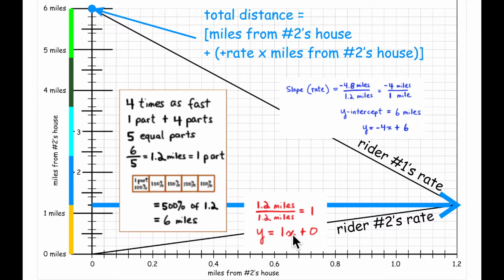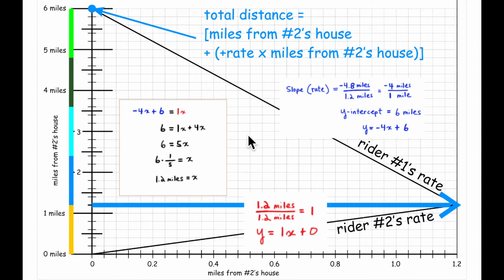So combine those rates. A +4 combined with a +1 is equal to 5, that's 5 parts. And you end up with this equation right here, 500% of 1 2/10 miles, which is the same as 5 times 1 2/10 miles. So set the two equations equal to each other and work through the algebra to solve for x. And in that, you have this equation right here: 5 times the distance is equal to the total distance.